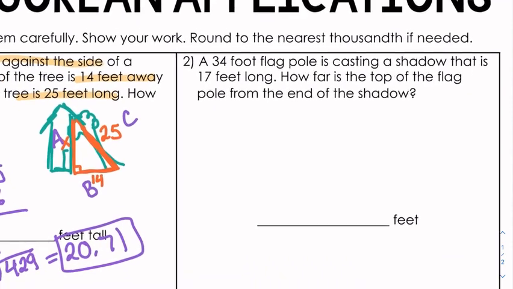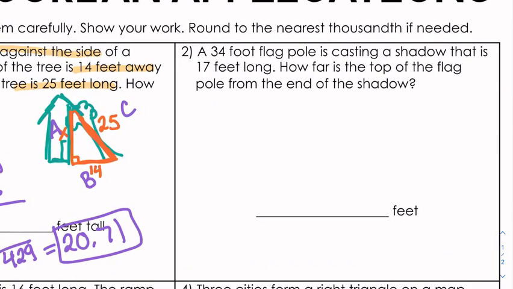Let's look at number 2. We're going to start by reading the question and then highlighting important pieces of information. It says a 34-foot flagpole is casting a shadow that is 17 feet long. How far is the top of the flagpole from the end of the shadow? That is our question. I'm going to change colors here, and highlight our question.